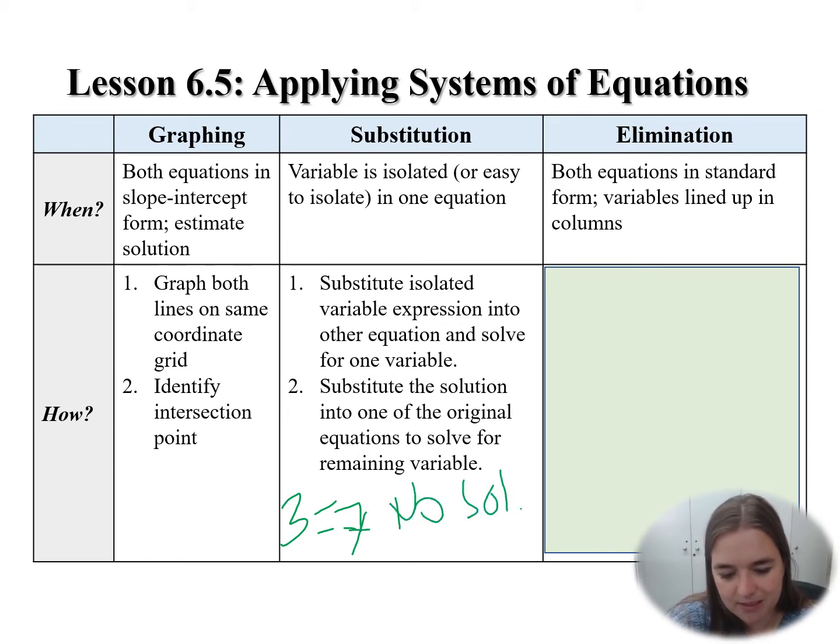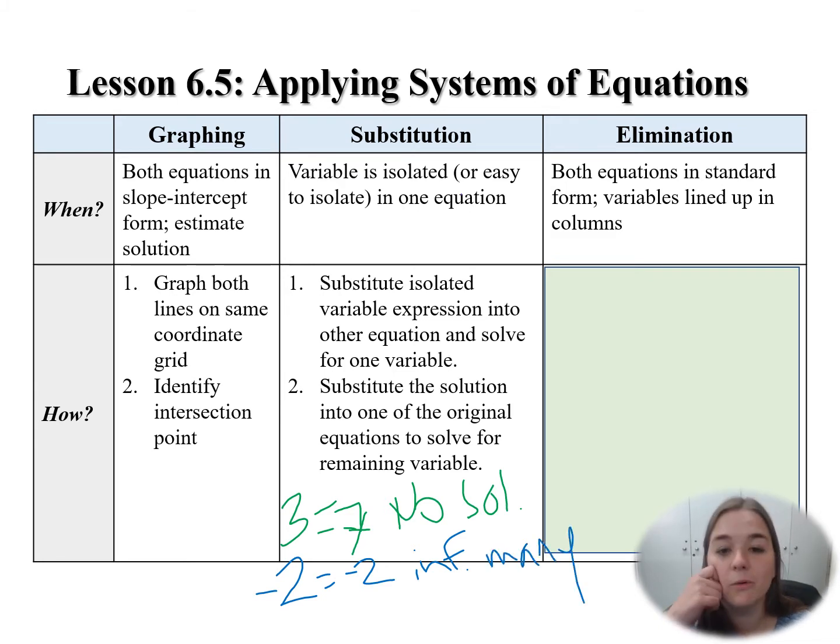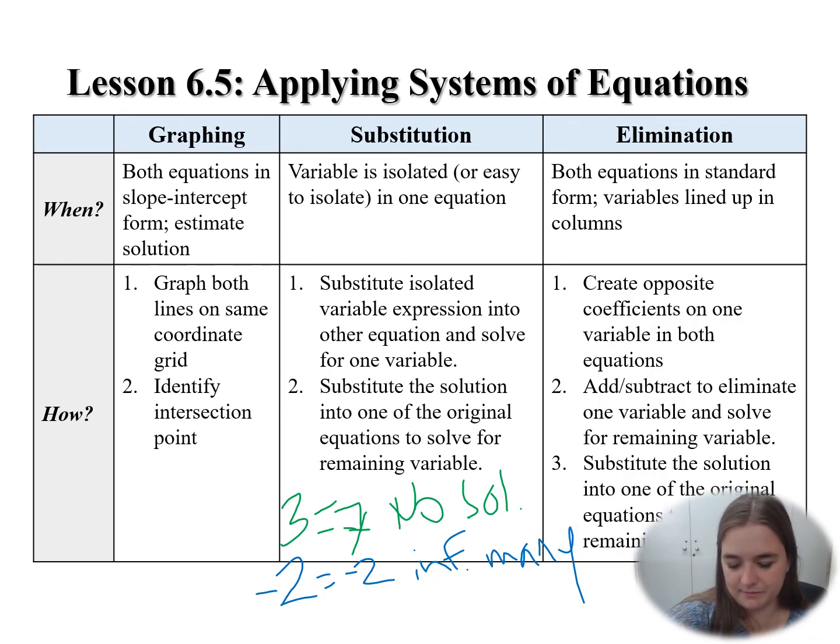If you wind up with a statement that's always true, like -2 equals -2, that tells you that there's infinitely many. So if you wind up with no letters left when you're isolating things, you have infinitely many or no solutions. Same idea applies with elimination.